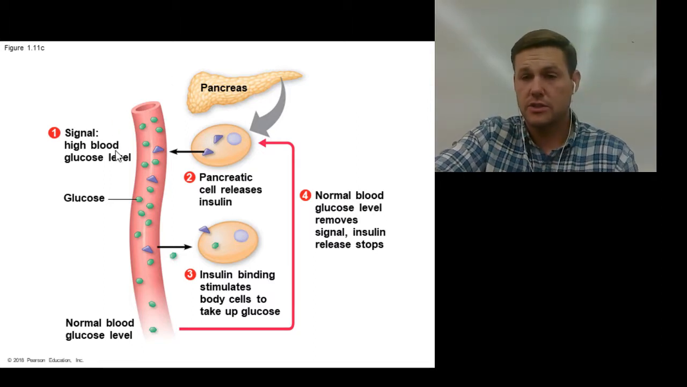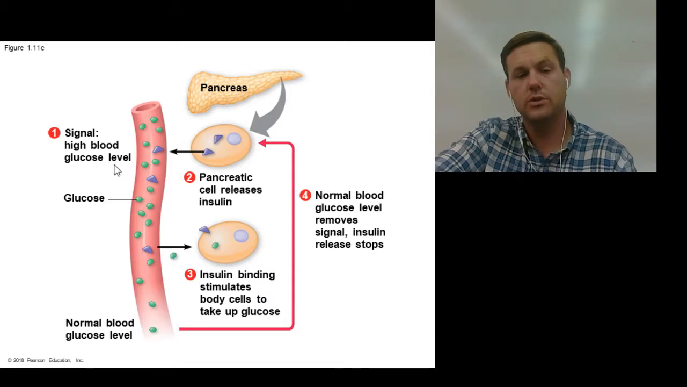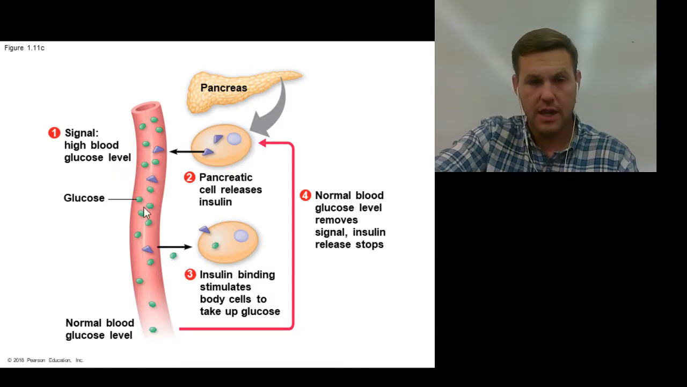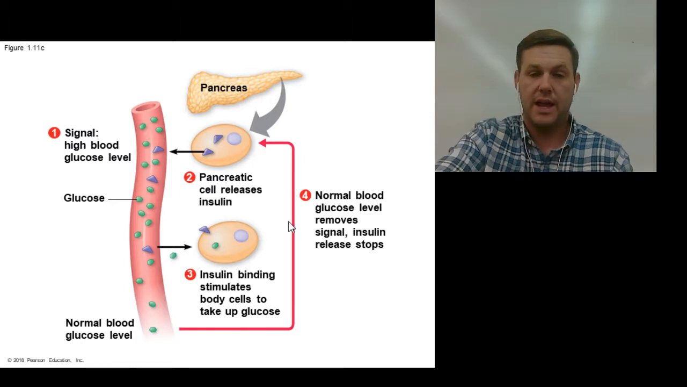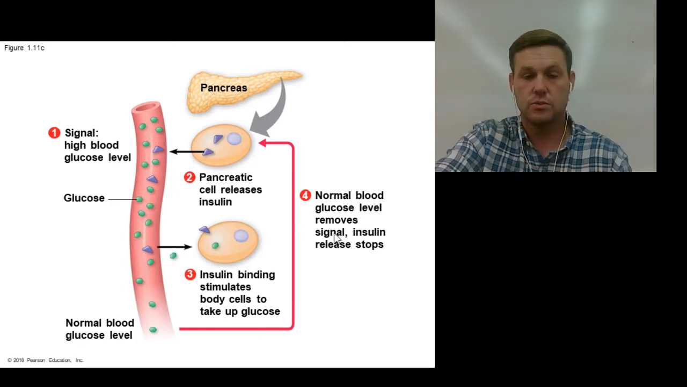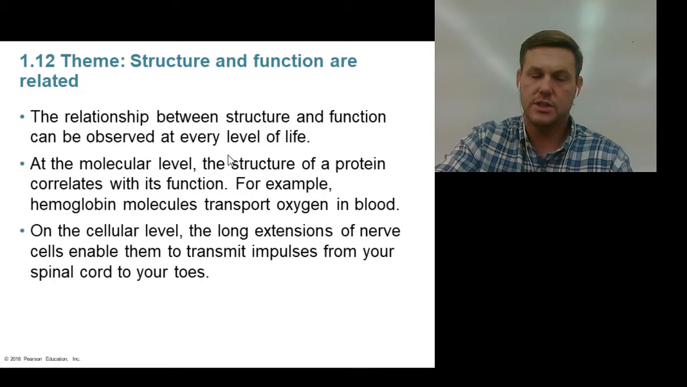So again, how does this play out in the cell also? This is again transformation of information. Life depends on this. There is a signal of high blood glucose level, and that's going to cause the pancreas to release insulin. That insulin binds to the body cells, and the insulin binding stimulates the body cells to take up the glucose. So now the normal blood glucose removes the signal and insulin release stops. All of those can take place within your cells.